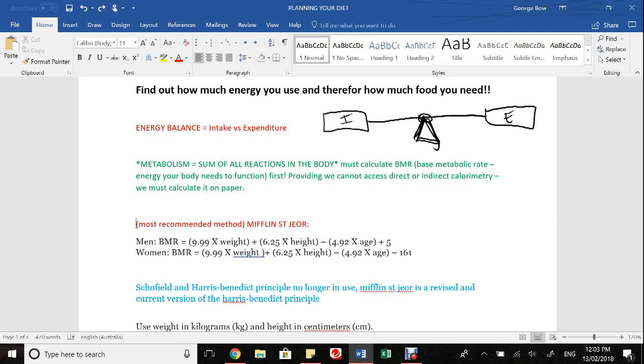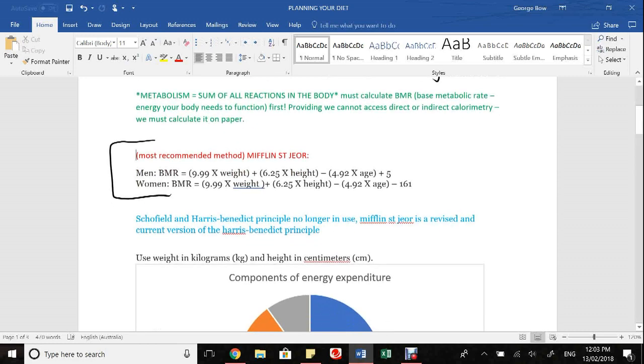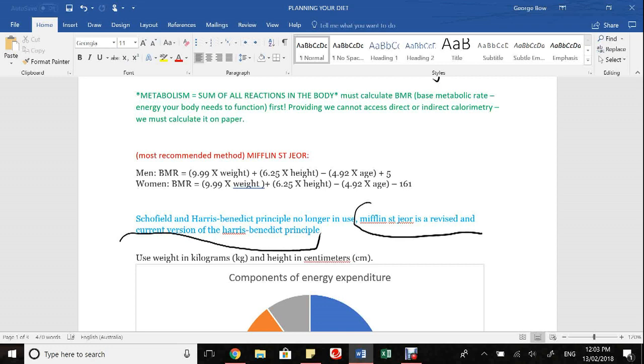This equation here is known as the Mifflin-St Jeor equation. It is based off of the Harris-Benedict principle, and it's revised, so it's now more accurate, and it is the most commonly used equation for BMR and energy expenditure calculation. There was another one called the Schofield principle, but that has since been dropped because it was proven to be inaccurate. So we use the Mifflin-St Jeor equation now, which is a current and revised version of the Harris-Benedict principle. To do this is pretty simple, and this will give us our basal metabolic rate. You can do it on a calculator pretty much in 5 seconds.